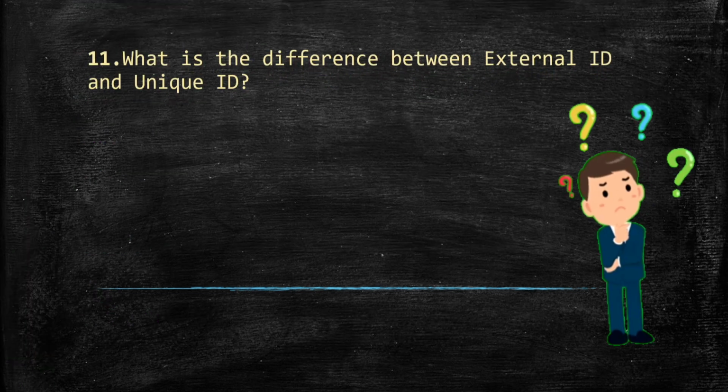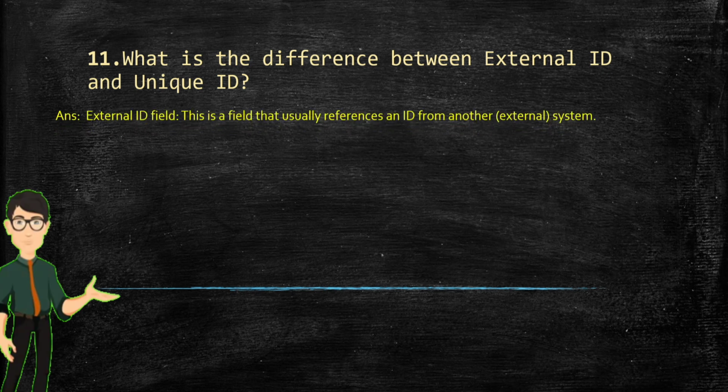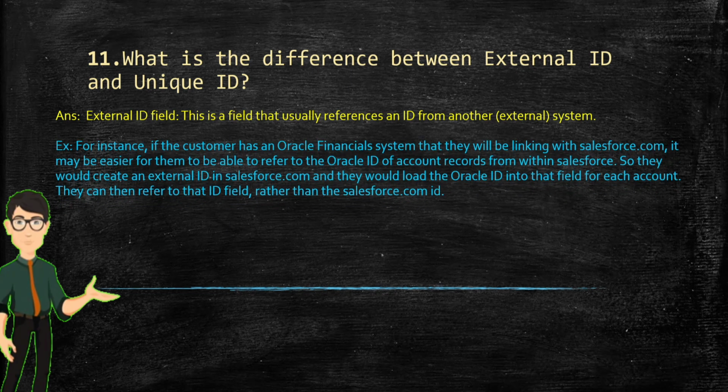So what is the difference between external ID and unique ID? The external ID is a field that typically references an ID from an external system. Suppose we want to integrate between a database and Salesforce. So we have to enable the external ID in Salesforce, so that we are able to communicate the external ID, which is unique, from the database into Salesforce.